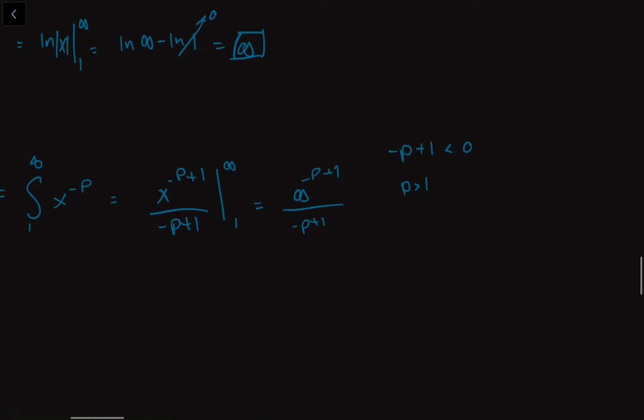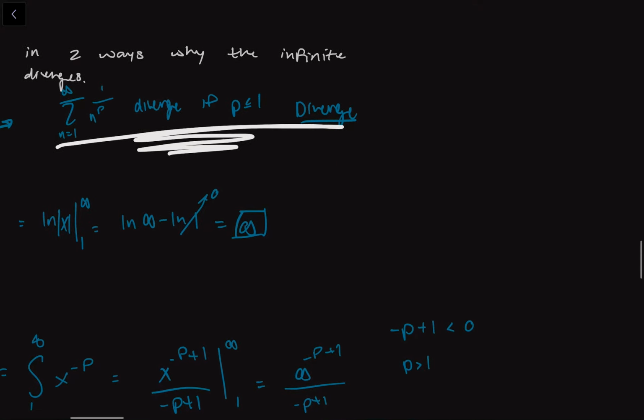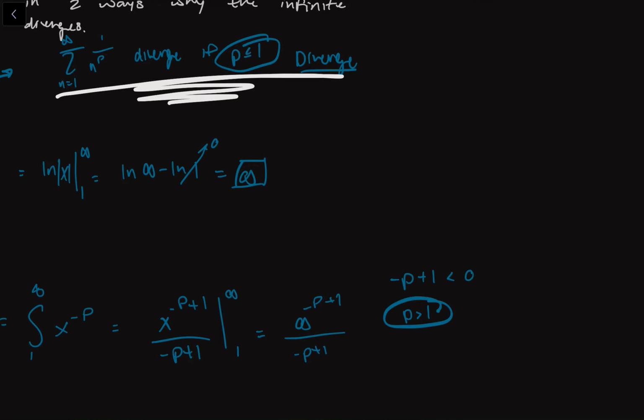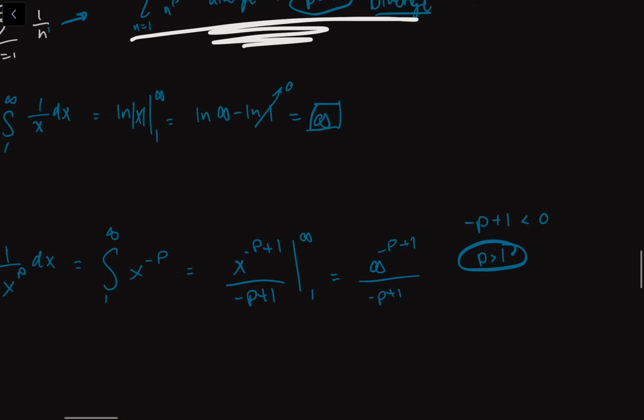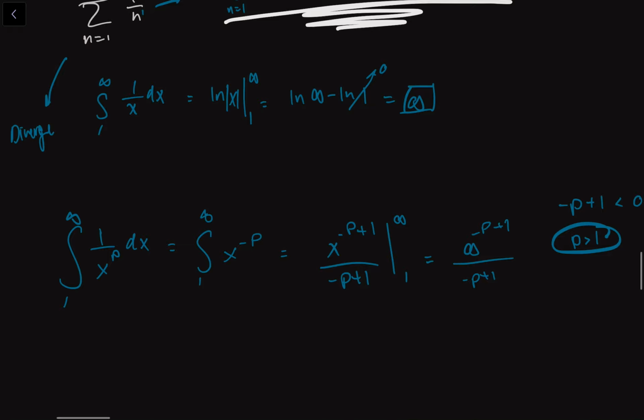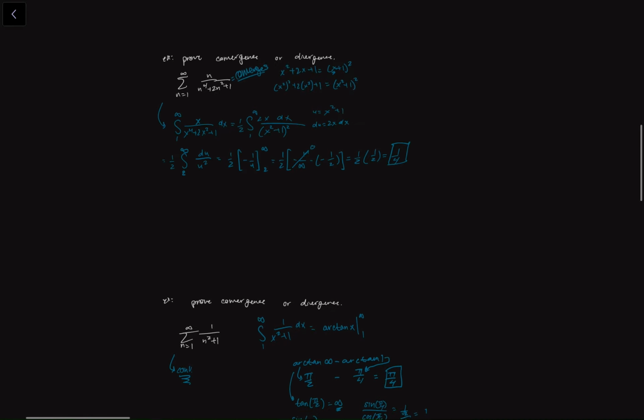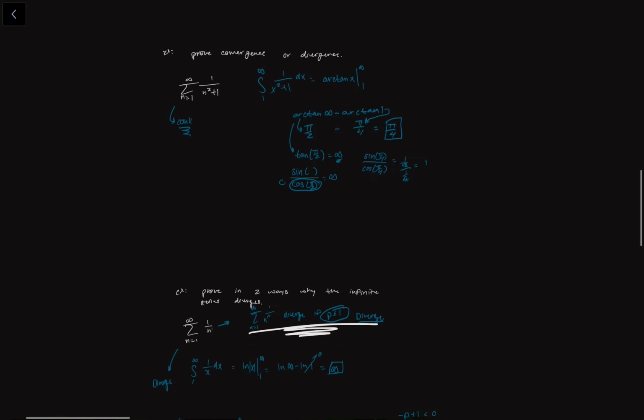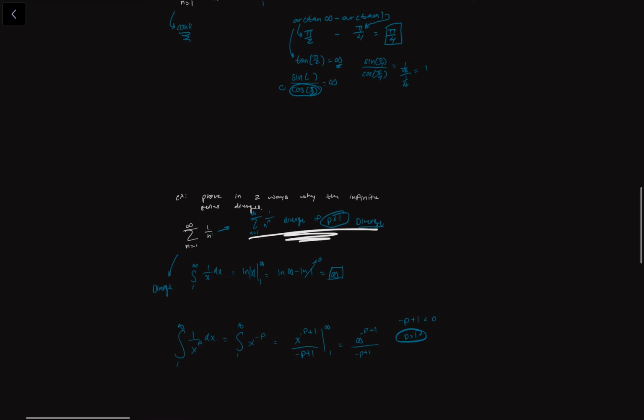That's why we say that for the p-series, it will diverge if p is less than or equal to 1. Otherwise, if p is greater than 1, it will converge, which we looked at in the last video. So that's where the p-series test comes from. But other than that, that is how you use the integral test to find the convergence or divergence of infinite series.